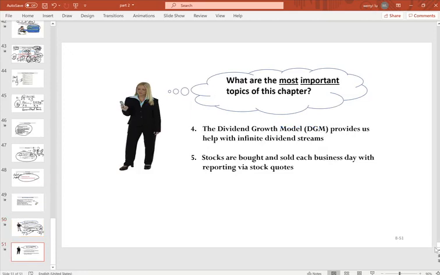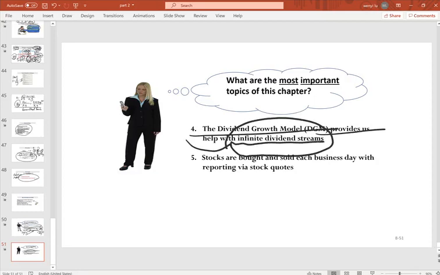And our dividend growth model helps us with the pricing of stock. Suppose we have infinite dividend streams, which means dividends will last forever for the stock. So for a common stock with infinite dividend streams, we use our DGM, the dividend growth model. So let's follow these chapters.